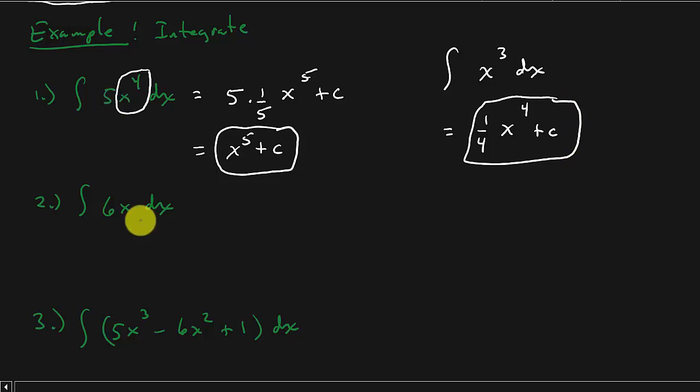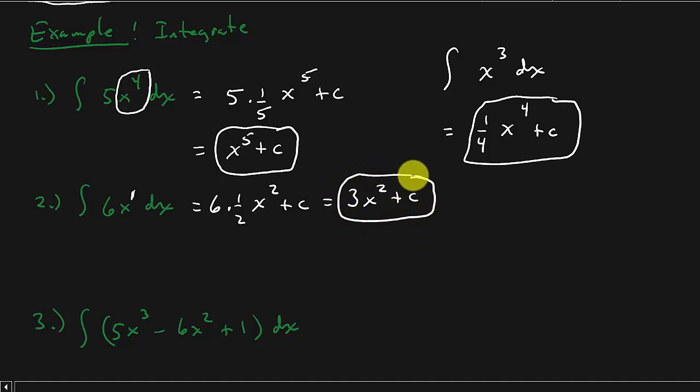All right, let's look at this example. So this is x, and I'm going to add 1 to the exponent. So remember, this exponent's understood to be 1, so 1 plus 1 is 2. Let's go ahead and write our 6 there. And then what's the reciprocal of the new exponent? It's 1/2 and plus c. And so that's 3x squared plus c.